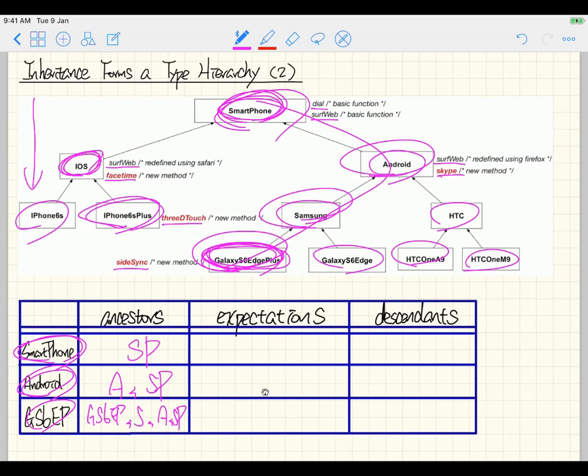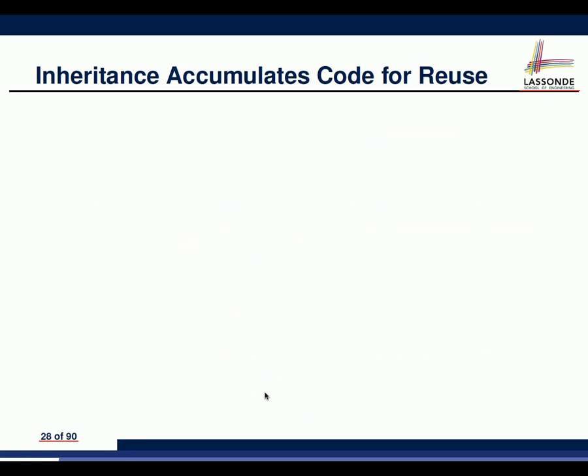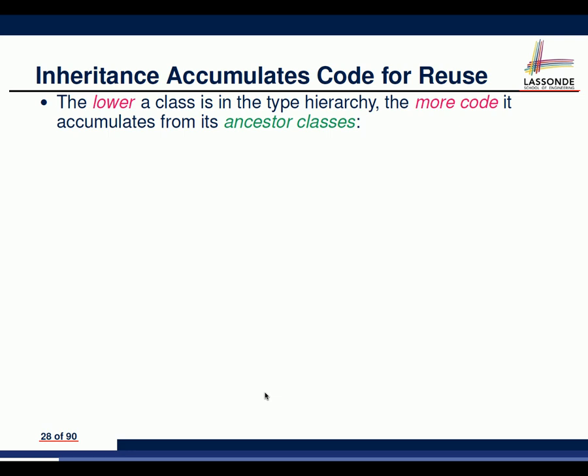Okay. Now, let's go back to the slides and do a little bit more. So now, this is trying to link from what we learned last time. Inheritance is really about accumulating the code. Because every time you extend a particular class, you're basically inheriting all the code from that class. You're really accumulating more. That's why we have more expectation than our ancestor. Okay? So now the lower the class is, the more code it accumulates. That means we got more expectation. That's something we just said.